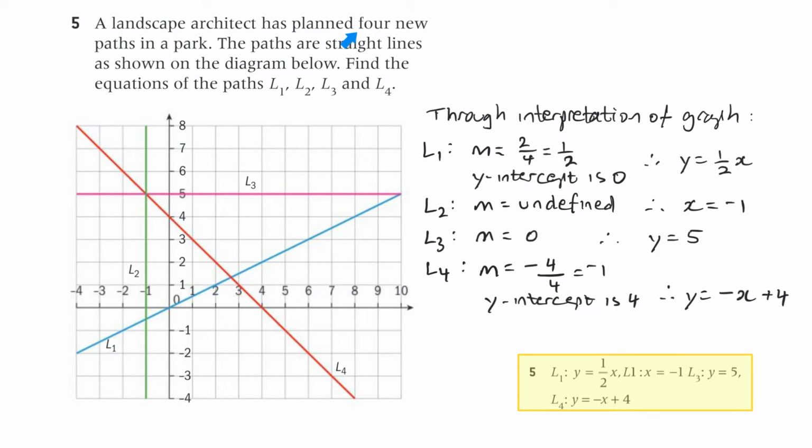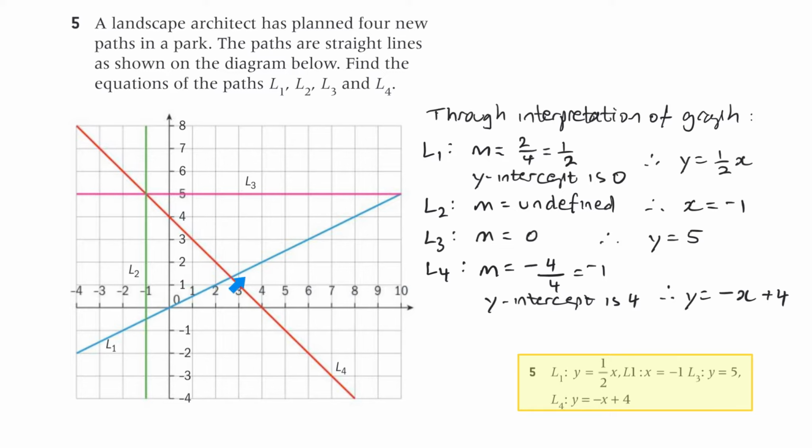Question 5. A landscape architect has planned 4 new paths in a park. The paths are straight lines as shown on the diagram below. Find the equations of the paths L1, L2, L3, and L4. Through interpretation of the graph, the first thing we're going to do is find the y-intercept and the slope. I found the slope first, then the y-intercept. That's okay. So we find the slope for line 1.